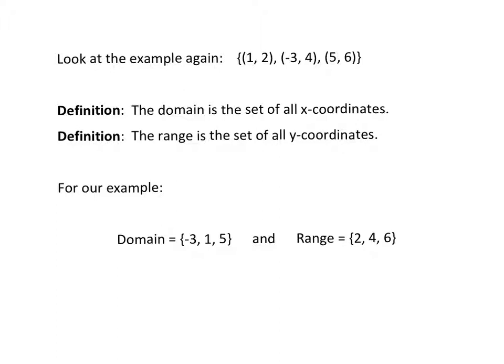Let's take another look at the term domain and range. The domain is the set of all x coordinates, and the range is the set of all y coordinates. So for this example, I've got x coordinates 1, -3, and 5. If I list those in a set, I put them in order so they're easier to read, and then I put them in the set brackets. For the range, that would be the set of second coordinates, which are our y coordinates. If I list those in set brackets, that's considered our range.